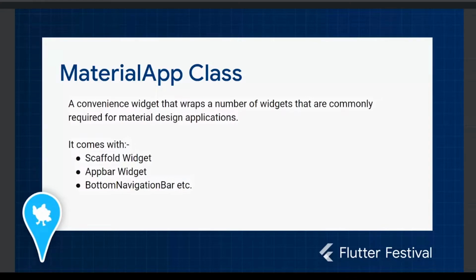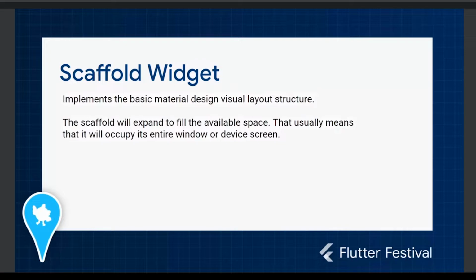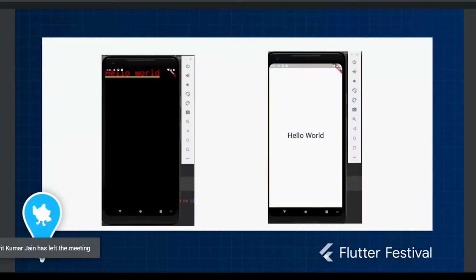So next, moving on, we have the scaffold widget. Now see, what is the importance of this particular widget, you will be seeing in the next slide. Now see, here there are two screenshots. In the first screenshot there is a device in which hello world is written in a red color and there is an underline. Now this particular user interface is obtained without using a scaffold widget.